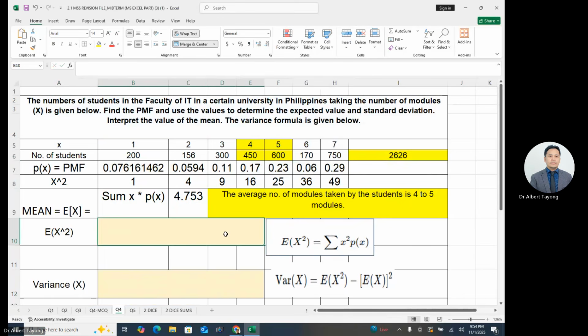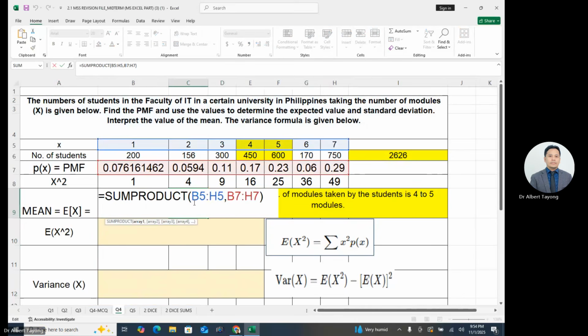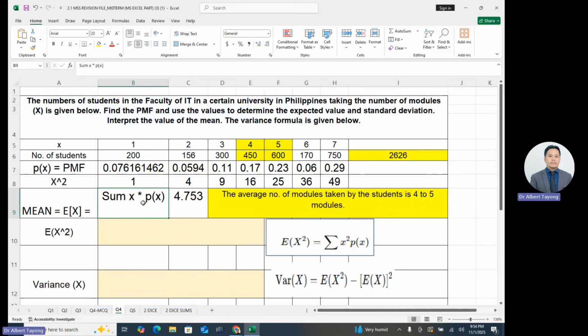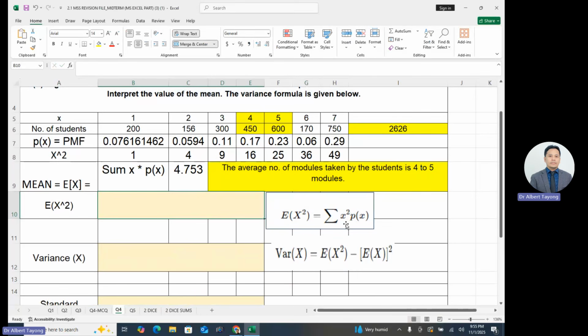Okay. So this method is very applicable actually. We're able to identify the expected number or the average or the mean using sum product. Summation of the X row multiplying the P of X coming from number of students. Now the EX squared is given here, summation of X squared times PX.